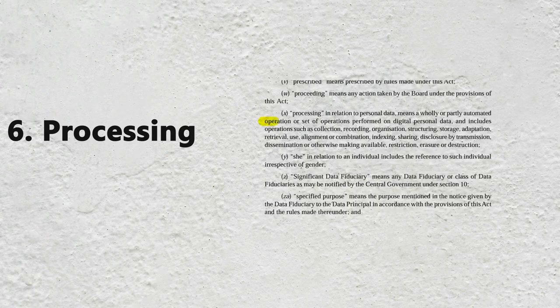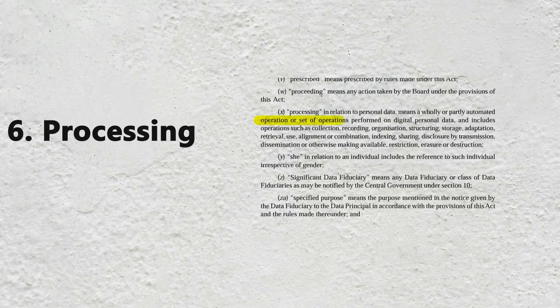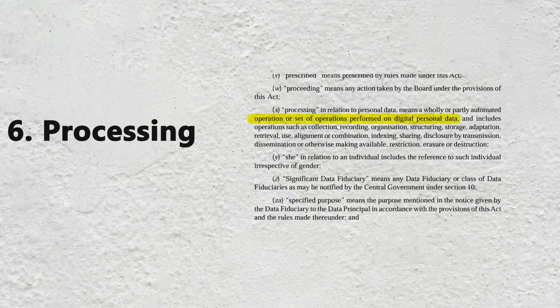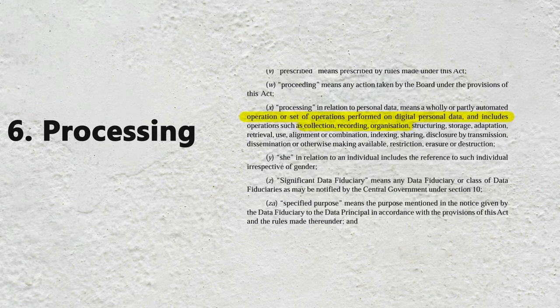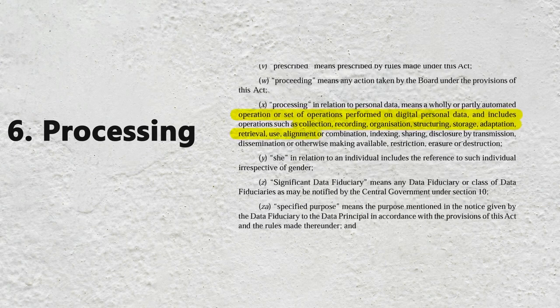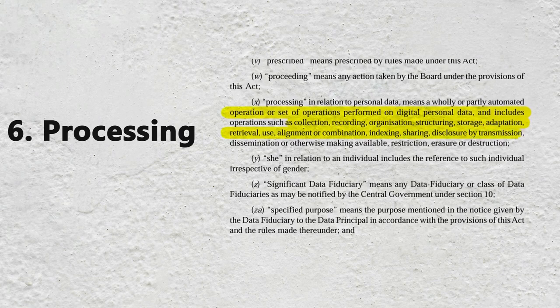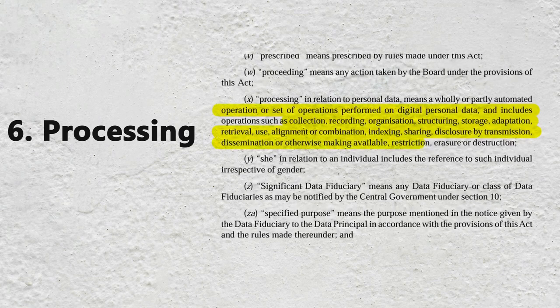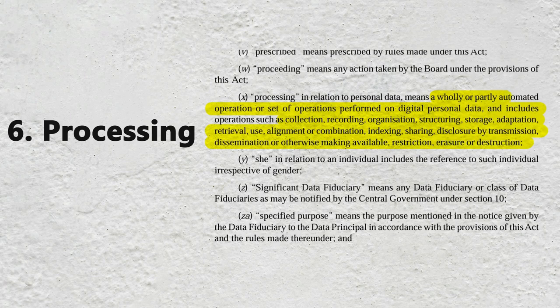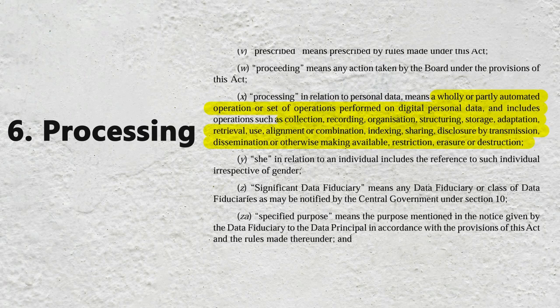Number 6 is processing. Processing means performing any action like collection, recording, organization, structuring, storage, adaptation, retrieval, use, alignment, indexing, etc. as you can see on your screen. These actions can be automated completely or partially.